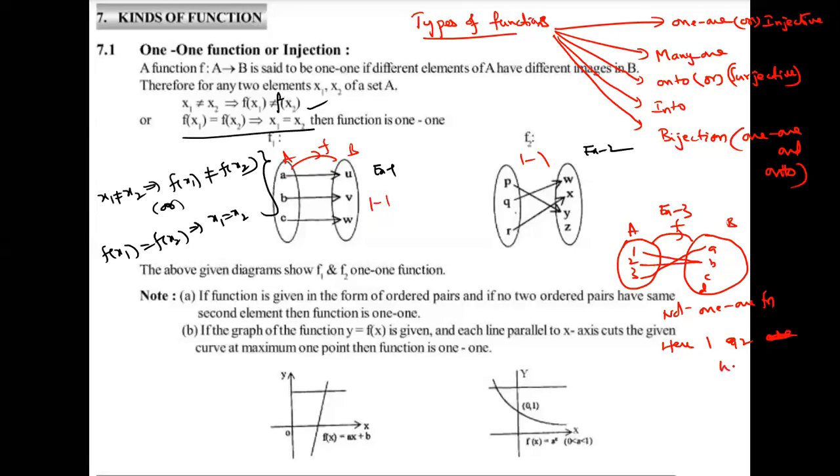1 and 2 have the same images. That's why it is not possible, we need distinct images. The concept is this: one-one means, in the domain, take any element, all the elements should have distinct images in codomain B.